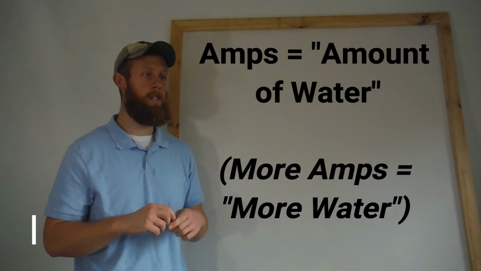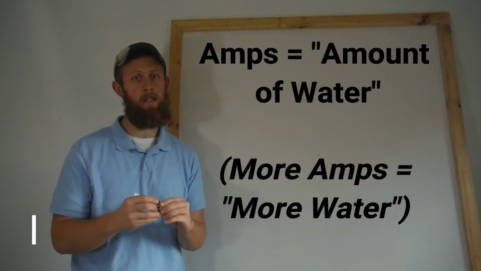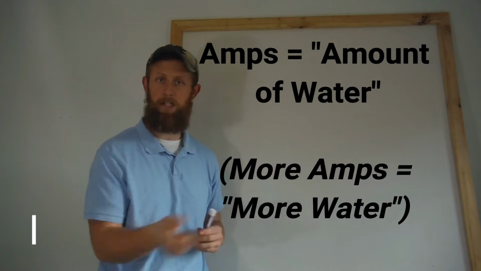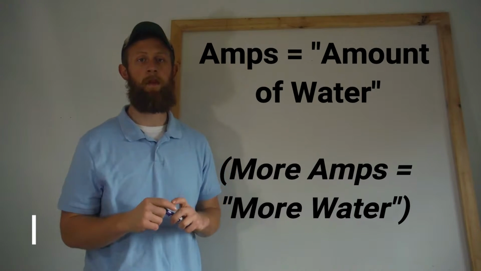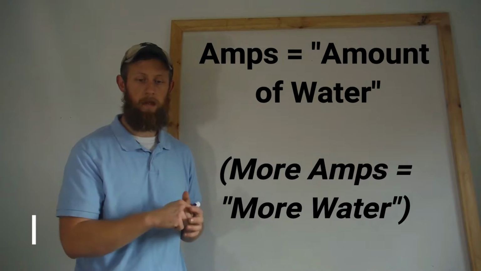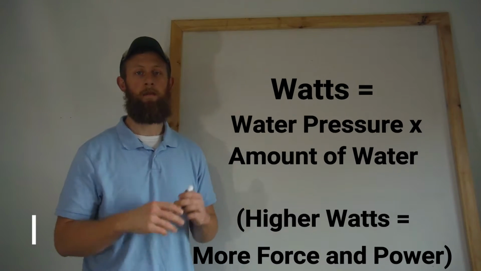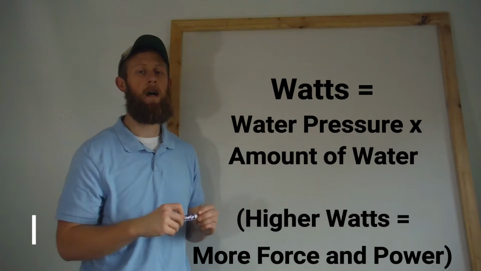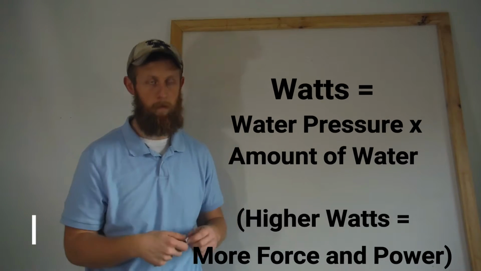So consider using a garden hose versus a fire hose. In the garden hose, the amps are a lot less. Even though the pressure can still be high, there's just not as much water present as there would be with the higher amperage fire hose. And then lastly, with the watts, the more volts and amps you have together, the more force and power that the electricity can do, or in our analogy, the water can do.